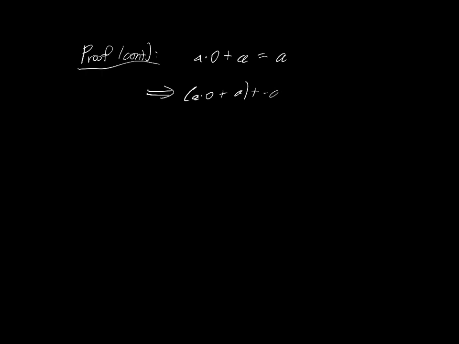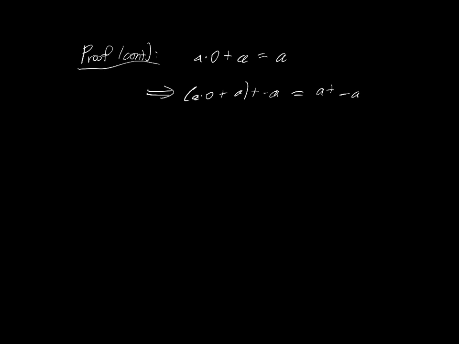Okay, so page 3. So just continued, the proof is continued from the previous. Okay, a times 0 plus a equals a. Well, we want to get a times 0 equals 0, right? So we really need to subtract a from both sides, but the only way we can do that is by adding negative a to both sides, right? a times 0 plus a plus negative a equals a plus negative a.